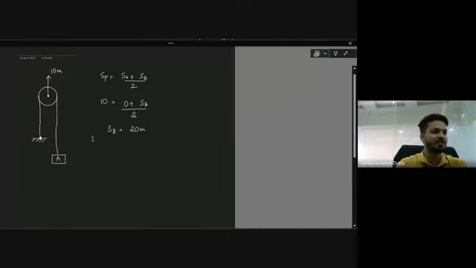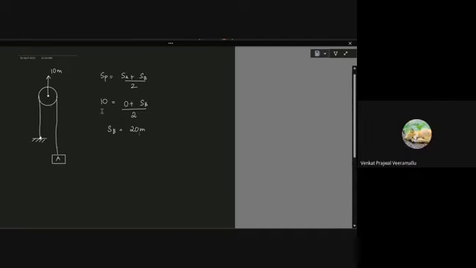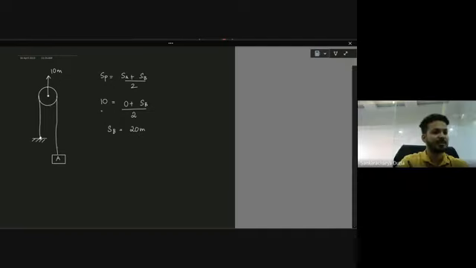Now, how do you understand this? Are you getting the intuition of why raising this 10 meters will raise this block by 20 meters? Yes, sir. How do you get that intuition? Well, you can make a reference line. Imagine this is the starting position. This is the reference line.